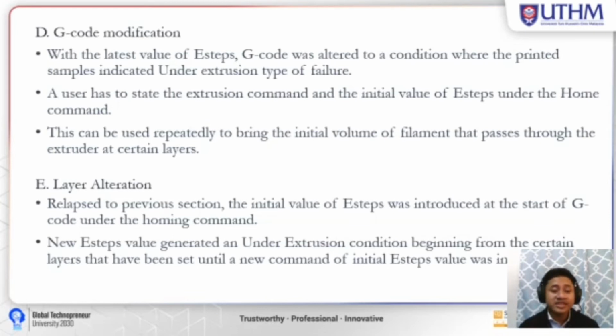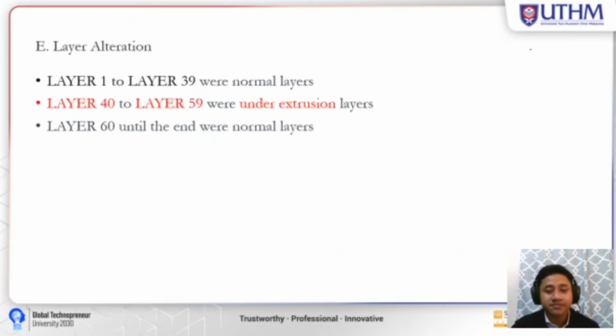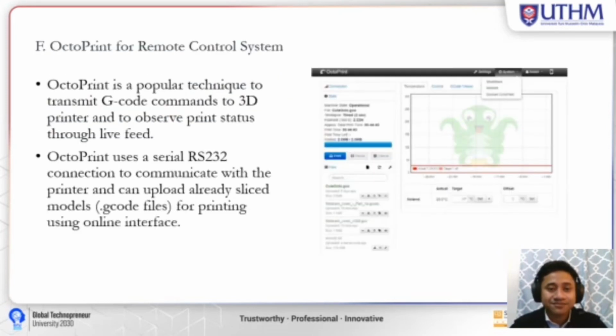So the new E-step value generated an under-extrusion condition beginning from the certain layers that have been set until a new command of initial E-steps was initiated. So this is the layer alteration. As you can see, these generated layers at under-extrusion and normal condition. From this set of G-code modification, the printed samples were as follows. Layer 1 to layer 39 were the normal layers. Layer 40 to layer 59 were under-extrusion layers. And layer 60 until the end were normal layers.